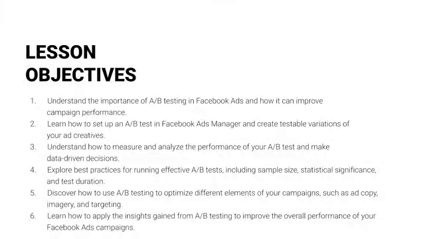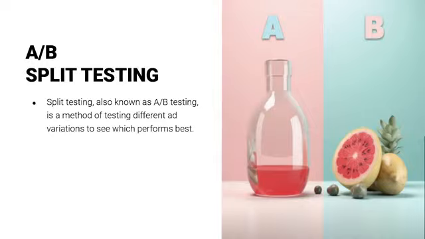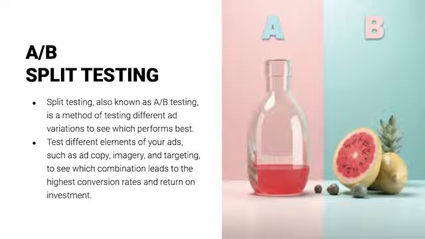And last, you're going to learn how to apply the insights gained from A-B testing to improve the overall performance of your Facebook ad campaigns. So, A-B split testing. Split testing, also known as A-B testing, is a method of testing different ad variations to see which performs best. And you want to test different elements of your ads, such as ad copy, imagery, and targeting, to see what combination is going to lead to the highest conversion rates and return on investment.